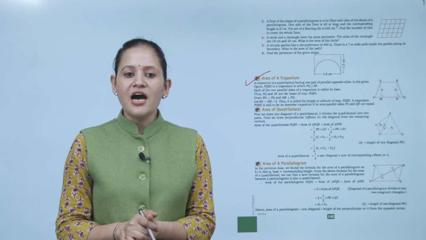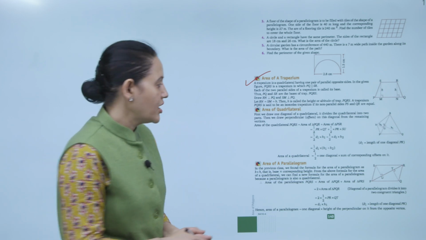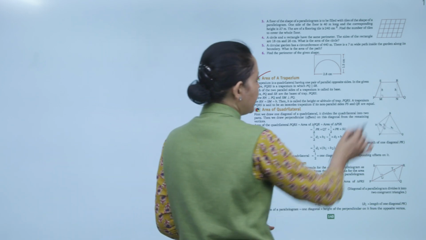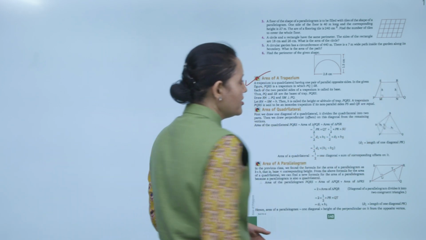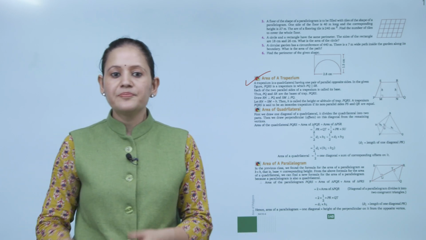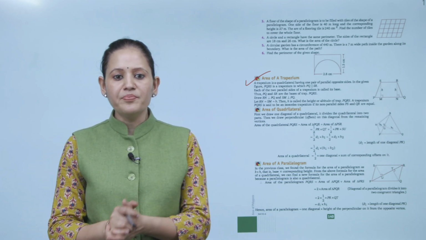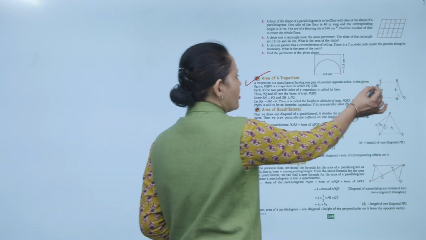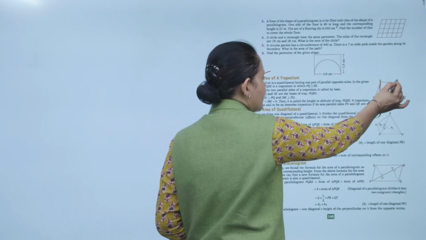Now draw RN perpendicular to PQ. Now we have drawn a perpendicular RN on PQ, clear, and SN on PQ. Two perpendiculars हमने draw किए हैं, this one and this one.